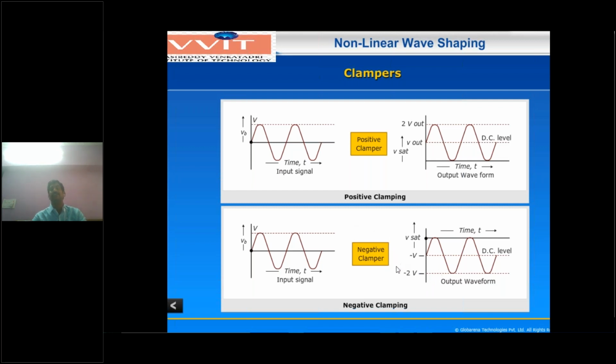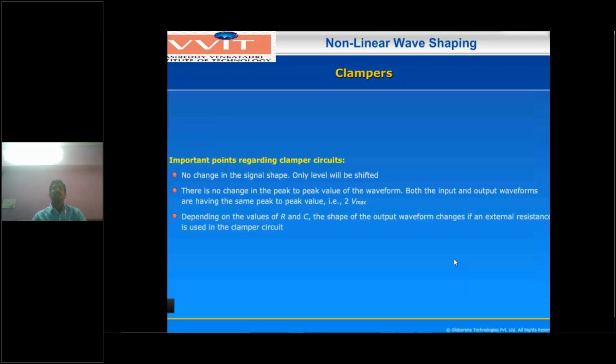Another name for this one is peak to peak clamper. Why do you call it a peak to peak clamper? The positive peak waveform is brought to the 0 volts line and below. That's why this is also called the negative clamper circuit. Now coming to the circuit, what are the main important points? There is no change in signal shape, and similarly the peak to peak value of the input and output waveforms is the same.